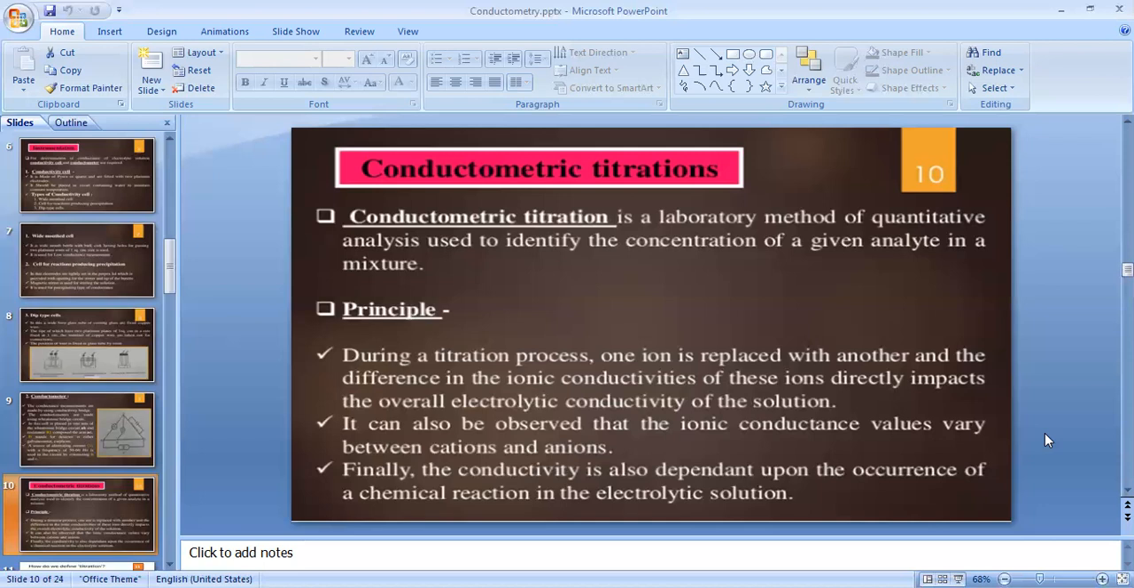Conductometric titrations are similar to volumetric titrations, but the major difference is that in conductometric titrations, we measure the electrical conductance of the analyte, that is either cation or anion. If the nature of the analyte is stronger, conductance will be more, and if the nature of the cation or anion is weaker, conductance will be lower.